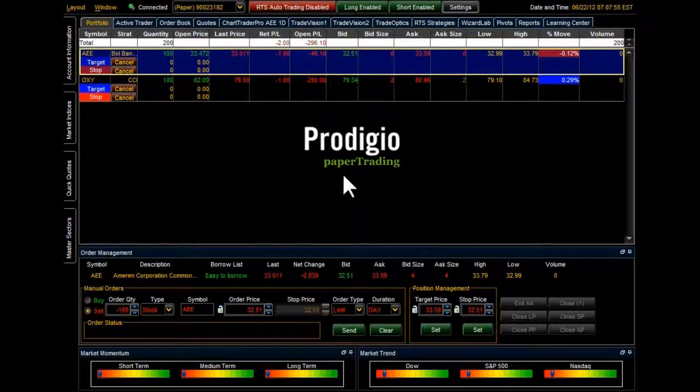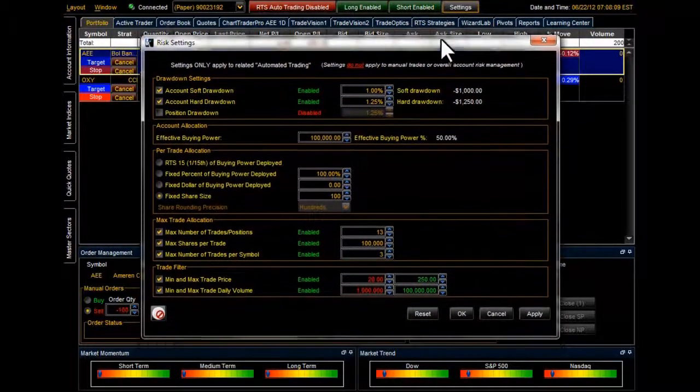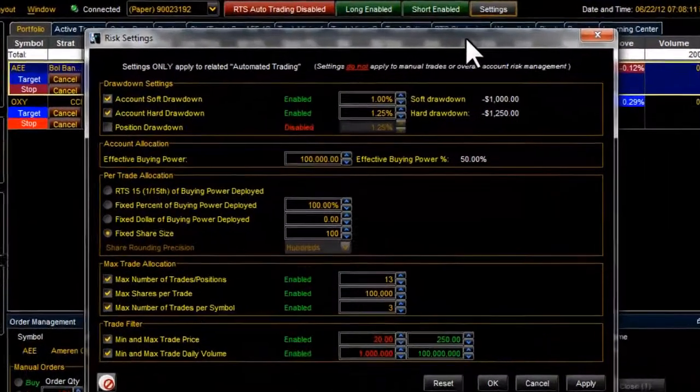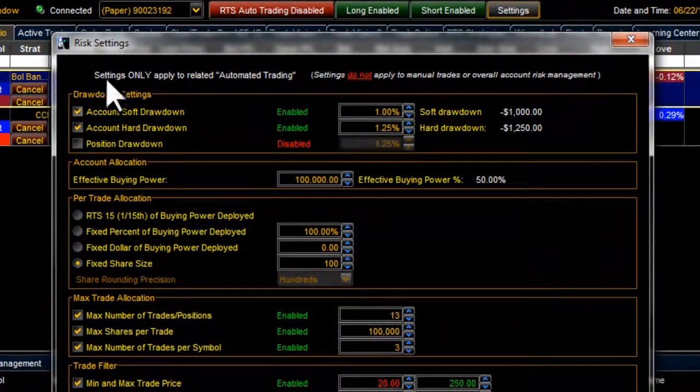Hello and thank you for joining us. This is a tutorial on how to use the risk settings panel within the Prodigio RTS platform. The settings tab is located at the top of the page. This is probably one of the most important pages you really need to focus on when deploying an RTS strategy. Please take note, right here in white text, settings only apply to related automated trading. The settings in this page do not apply to manual trades or the overall account risk management.